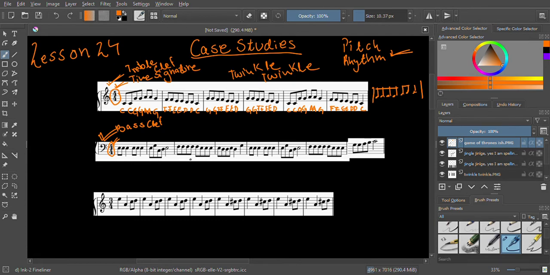Each count is worth a quarter note, right? That's what this 4 on the bottom means. That means the total value of all the notes in a bar should be the same as 4 quarter notes. These are all conclusions you draw from the time signature.